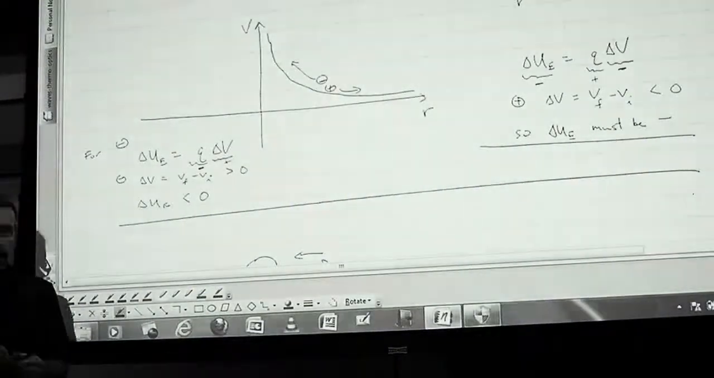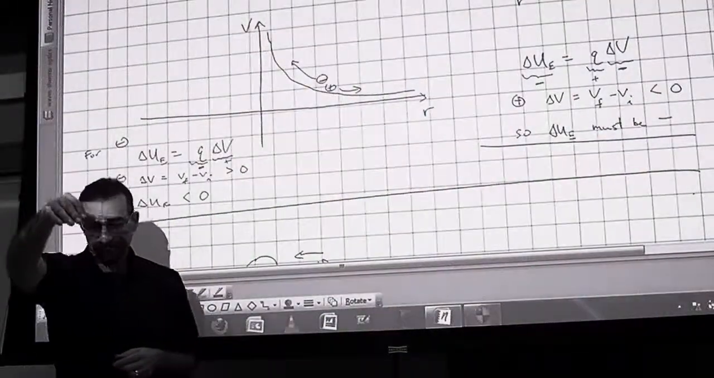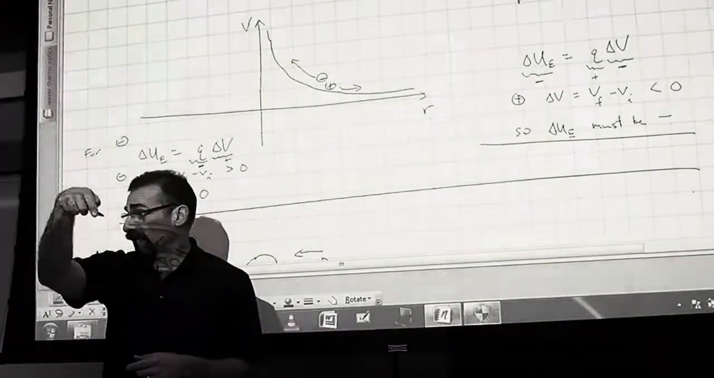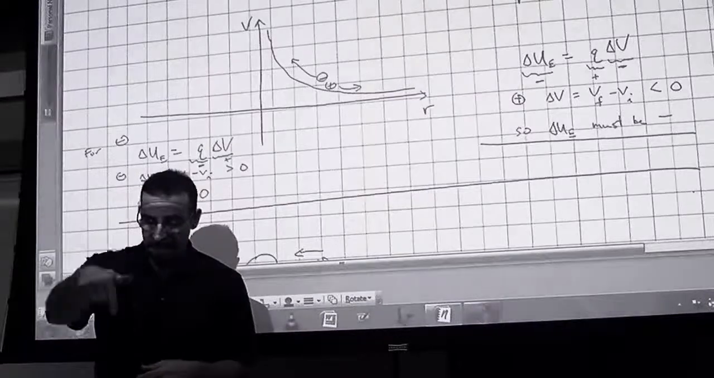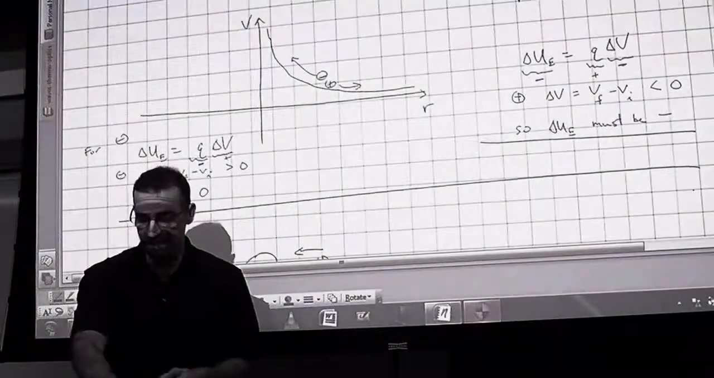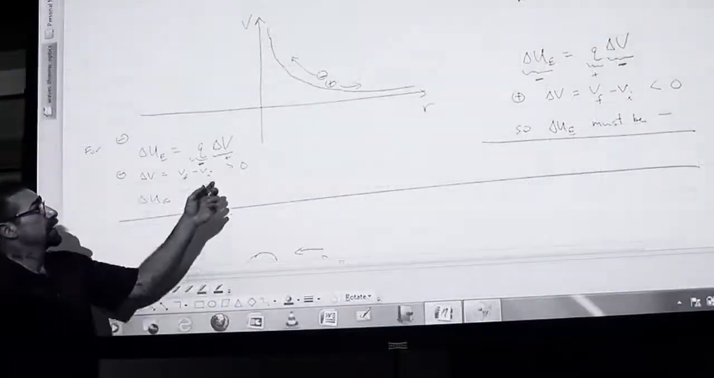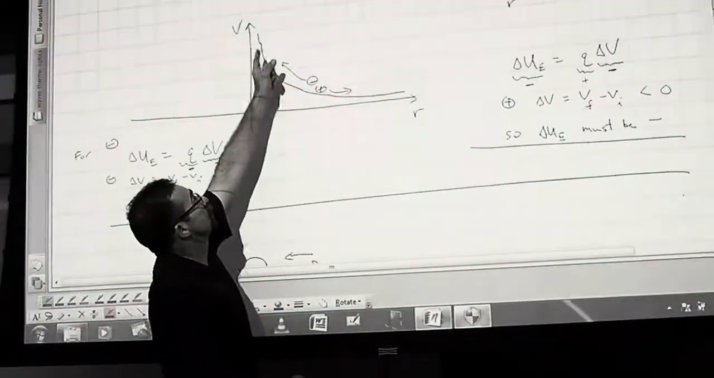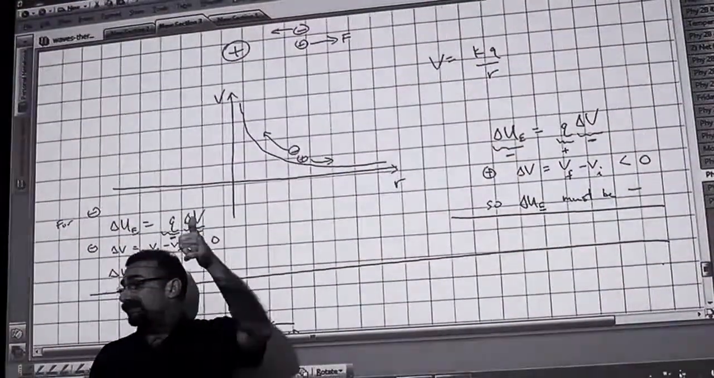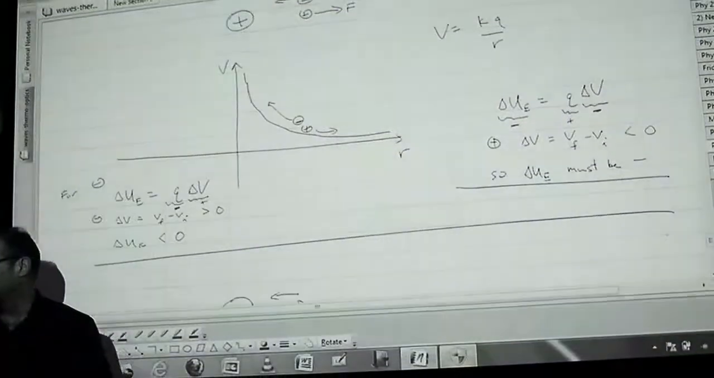Just like dropping a pen, it wants to go to its lowest point. The force of gravity acts on it, and it goes to lower potential energy, and its kinetic energy increases, right, as it does that. Same here. You let go of a positive charge in front of a big positive charge, it's going to start moving away. Its kinetic energy goes up, its electric potential energy goes down.